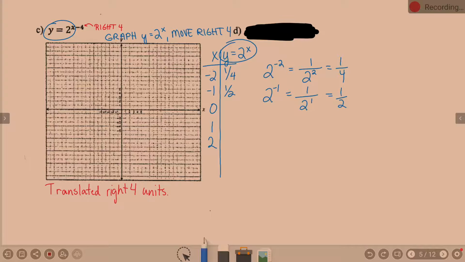Okay, join me on the next part if you haven't liked the last 2 parts. 2 to the 0. Anything raised to 0 is 1. 2 to the first, 2. 2 to the second, 4. They got better as we went along, didn't they?